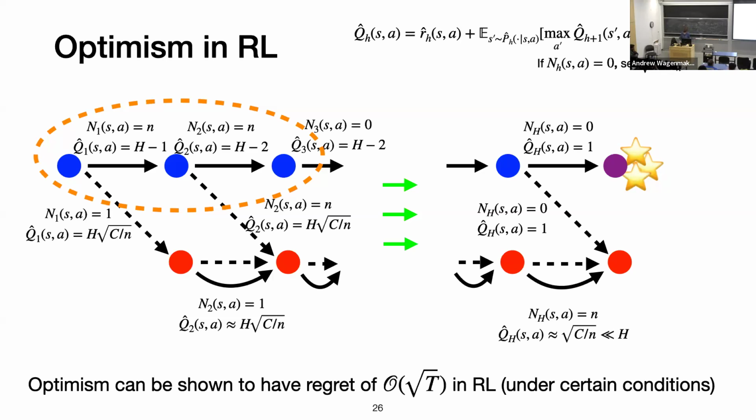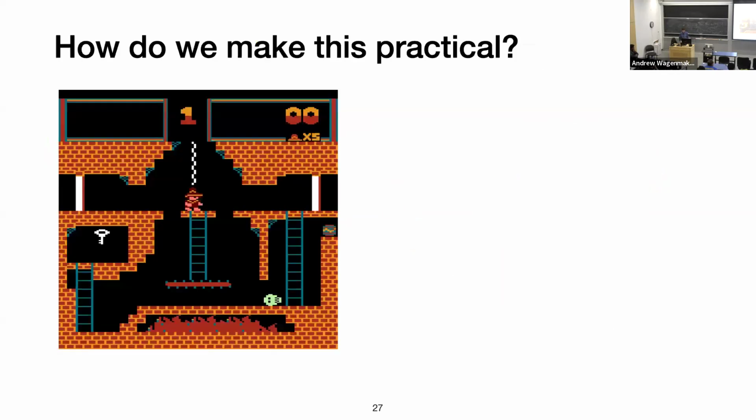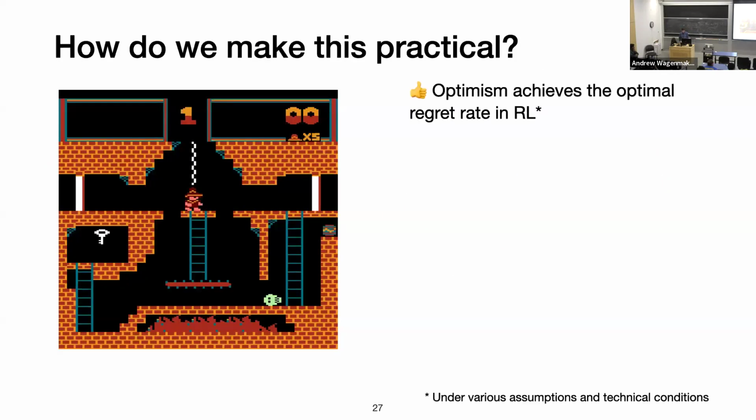Okay, so now I'll spend most of the rest of the talk talking a little bit more about what this means in practice, related to some of these issues. Optimism, again, achieves the optimal regret rate in RL. That is good. The real downside to optimism is that it requires a really precise quantification of the uncertainty. If I have a nice MDP, with a finite number of states and actions, I can use something like this to quantify uncertainty, and that works.